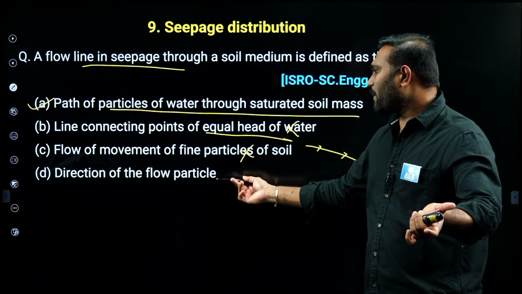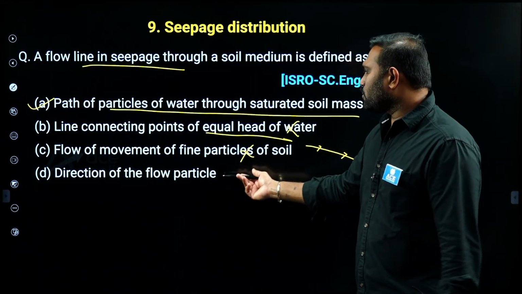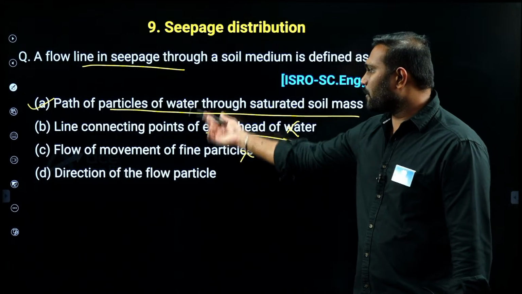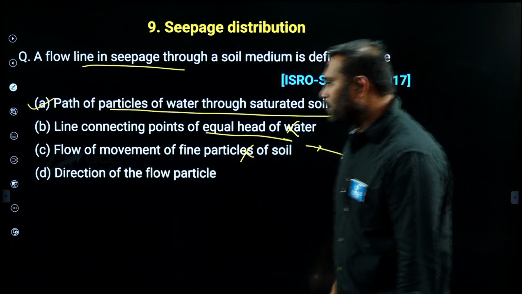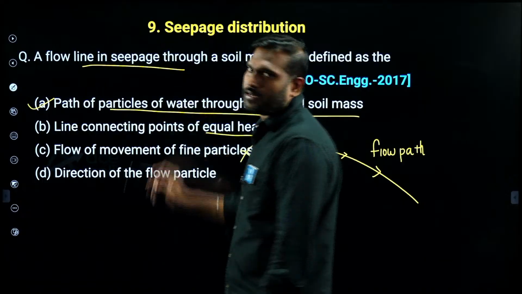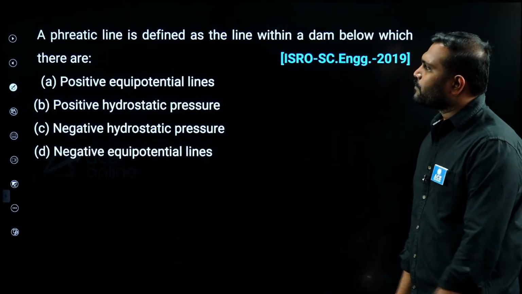So direction of the flow particle. Now the particles can be water particles or soil particles, so we have to see it as a flow of particles of water. Correct answer is option A.